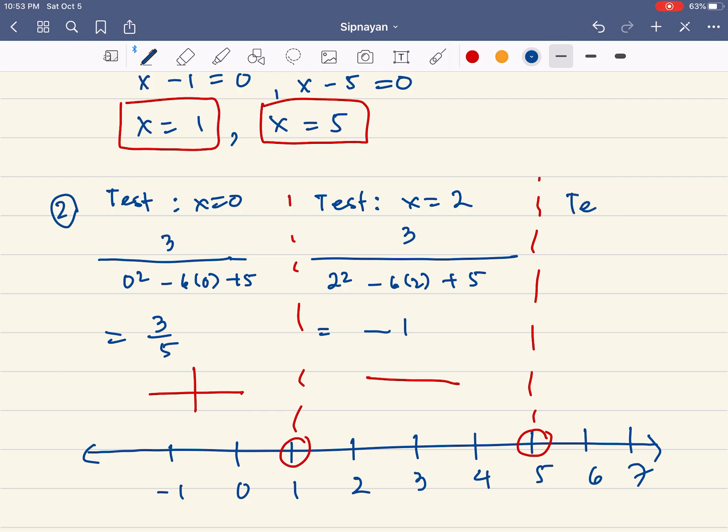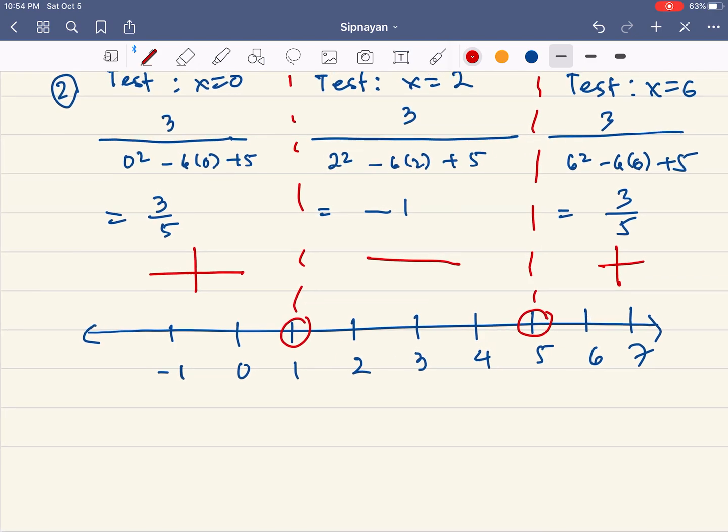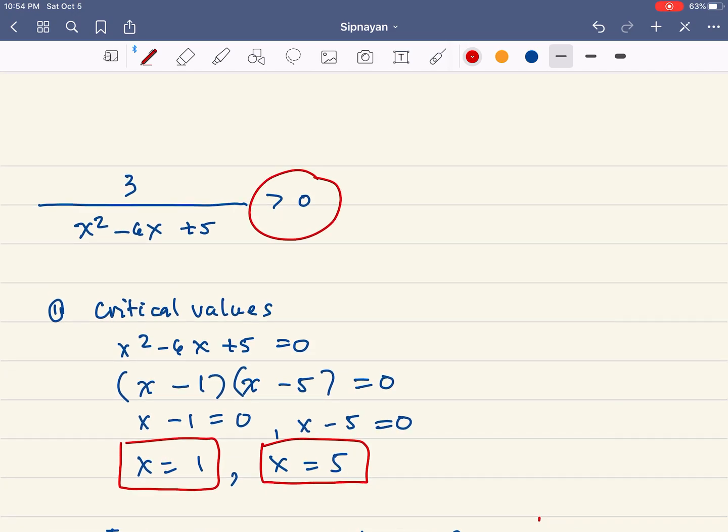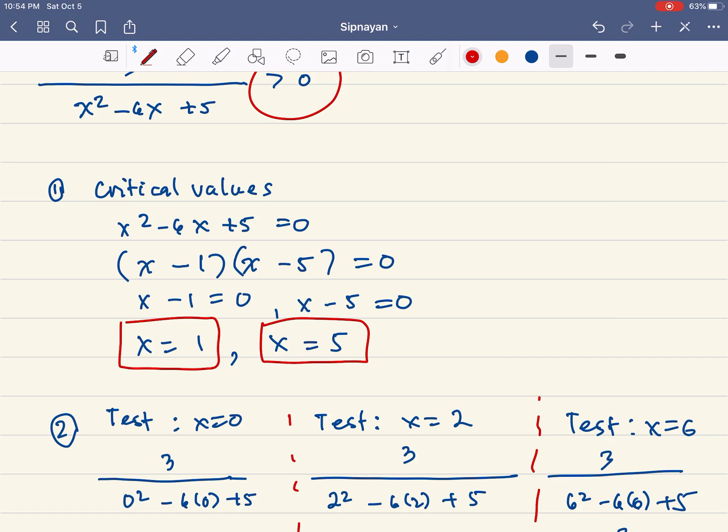Lastly, we test x equals 6, no? So magiging 3 over 6 squared minus 6 times 6 plus 5, x squared minus 6x plus 5, diba? So magiging 0 ito, so 3/5 na lang siya. So this is equal to 3/5, which means that this interval is positive. So, ano ang positive? Kasi hinahanap natin ito, diba? We want the value of 3 over x squared minus 6x plus 5 to be positive.